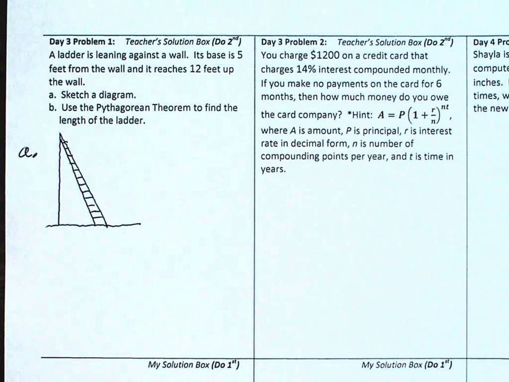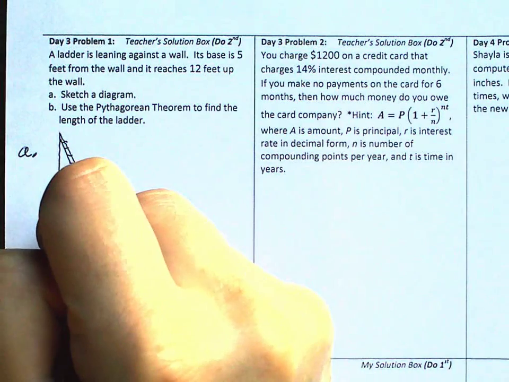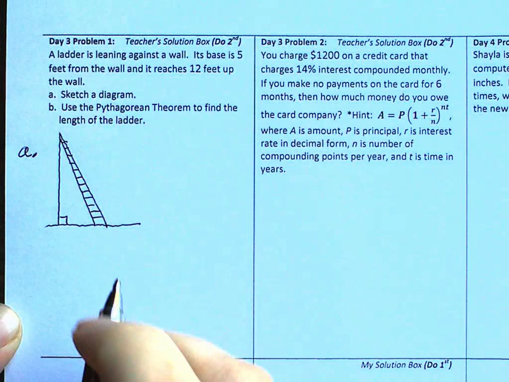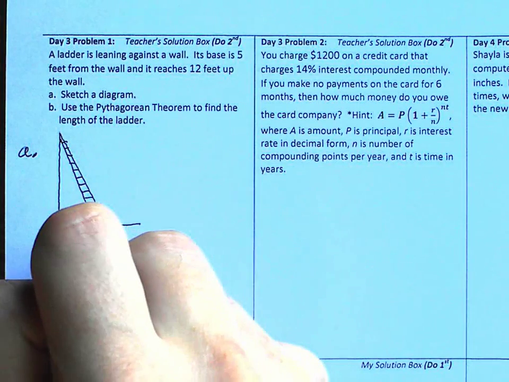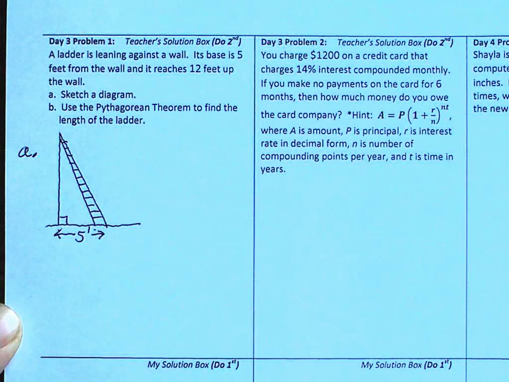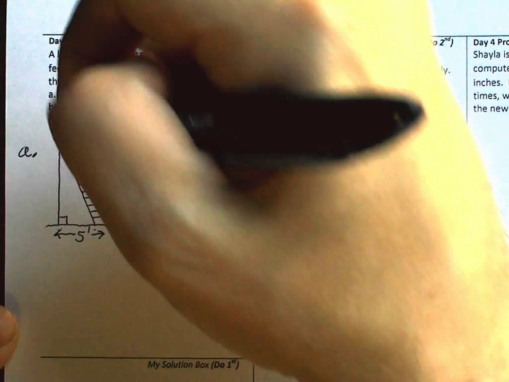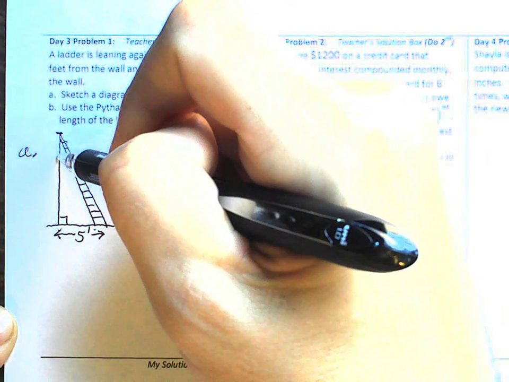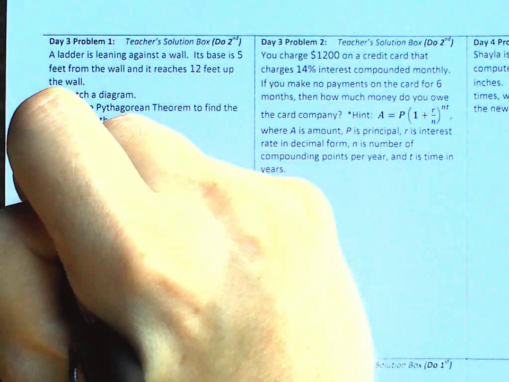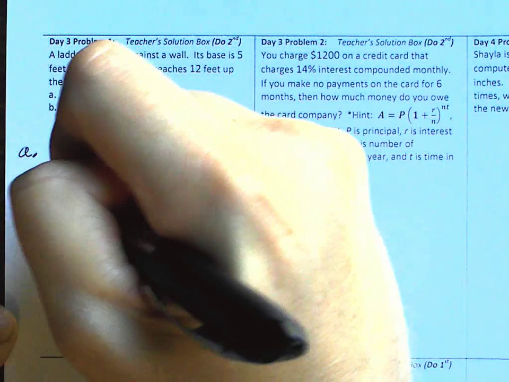Now we can do some labeling of measurements on this picture. It says the base is 5 feet from the wall. So where the wall meets the floor is a right angle, a 90-degree angle, and it's from the ladder to the wall, that is the 5 feet. And so there's where the 5 feet goes. And we're told that the ladder reaches 12 feet up the wall. So this spot here where the ladder's touching the wall is 12 feet from the floor. So it's this side of that triangle-shaped drawing that is the 12 feet.